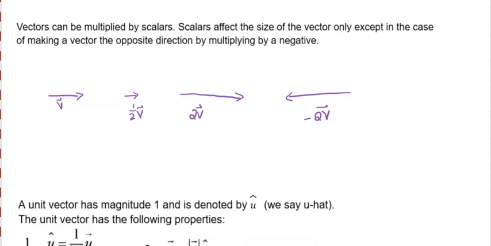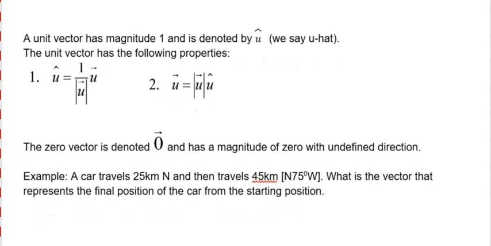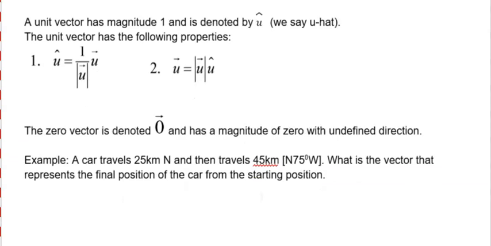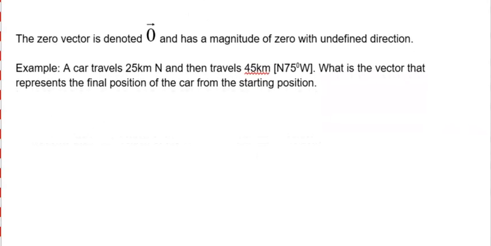A unit vector has the magnitude of 1, and this is denoted by u hat. The unit vector has the following properties. So u hat is equal to 1 over the magnitude of u times the vector u, and also the vector u is equal to the magnitude of u times u hat. And we also just need to keep in mind this idea of a zero vector, denoted with a 0 and a vector symbol, which has a magnitude of 0 with no defined direction.